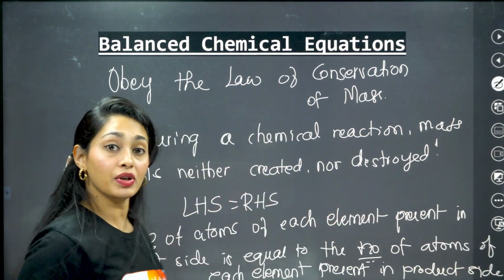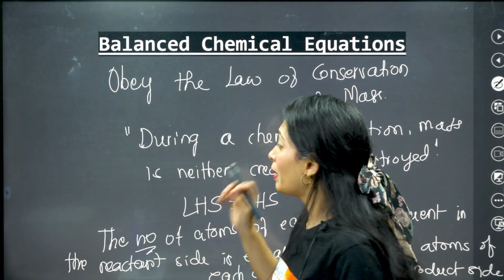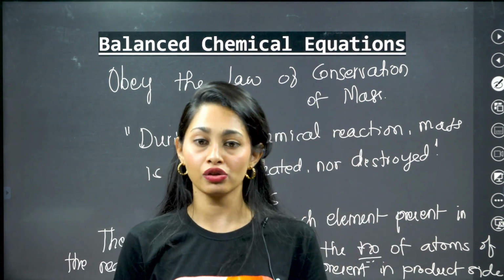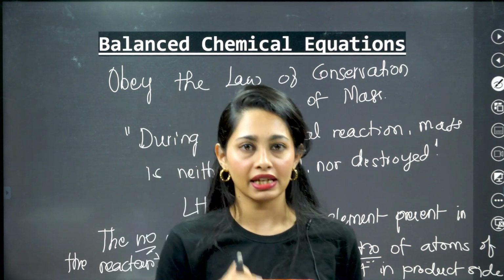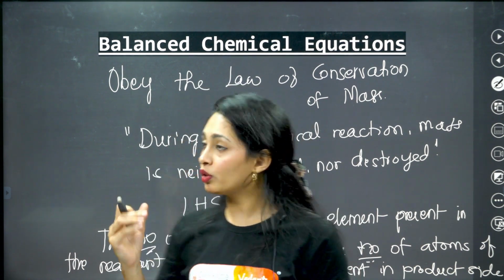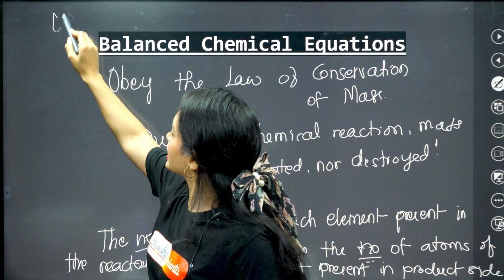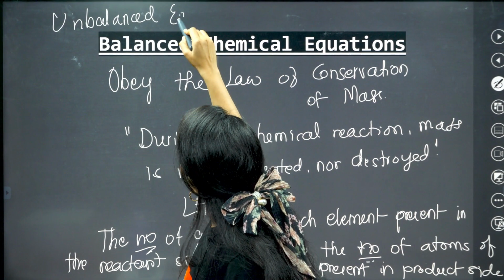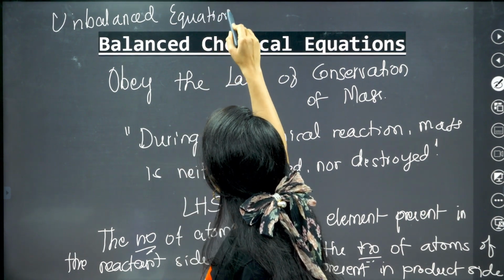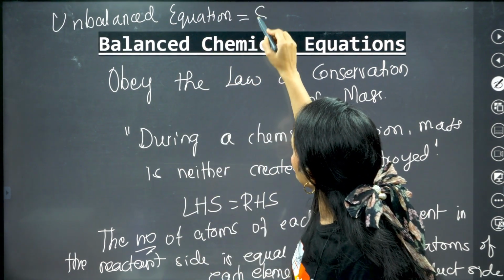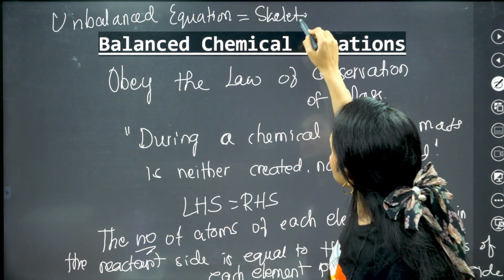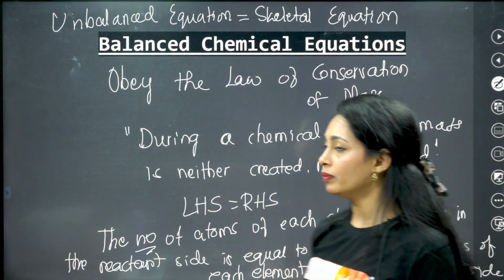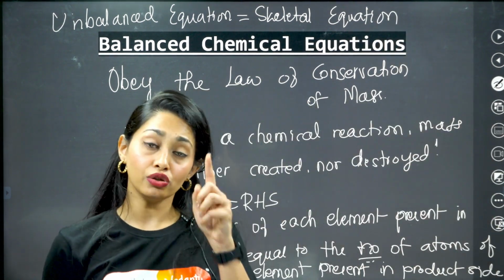Are there unbalanced equations? Yes, there are unbalanced equations. But in the examination, or whenever you are writing a chemical equation, you need to make sure that it is balanced. That's super important. Unbalanced equations are also called skeletal equations. Whenever you see an unbalanced equation, you need to balance it.